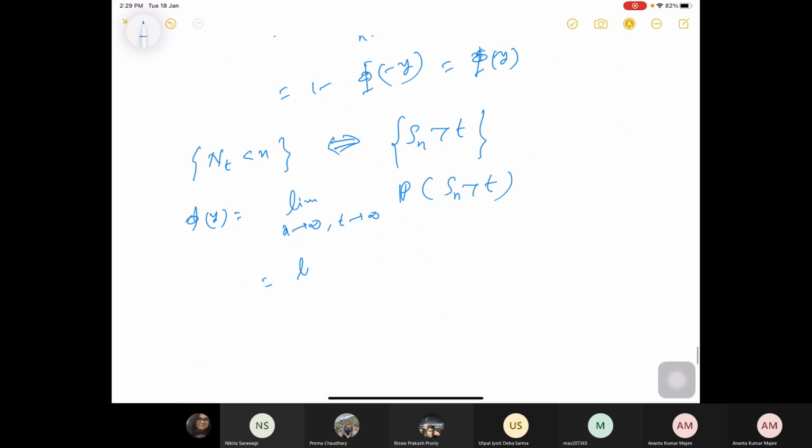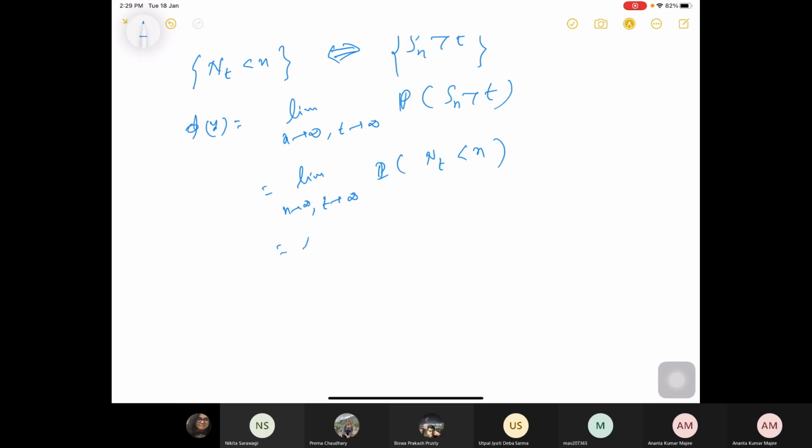So now this is the same as the limit as n goes to infinity, t goes to infinity, of the probability that N(t) is less than n. Is it not? And this part I can write down as the limit as t goes to infinity, n goes to infinity, of the probability of (N(t) minus t by mu) by sigma root of t by mu cube, strictly less than (n minus t by mu) by sigma root of t by mu cube.